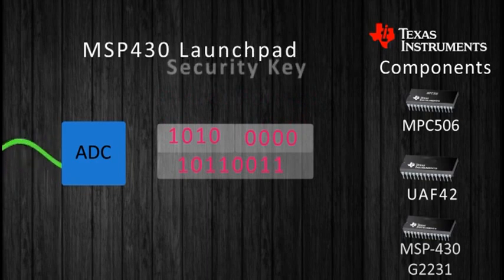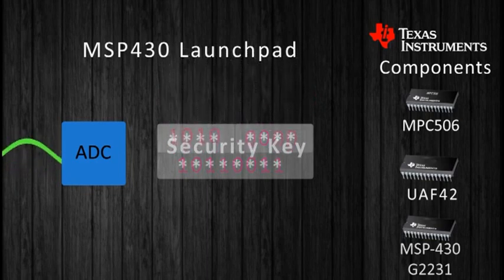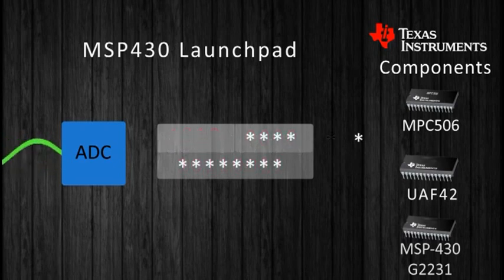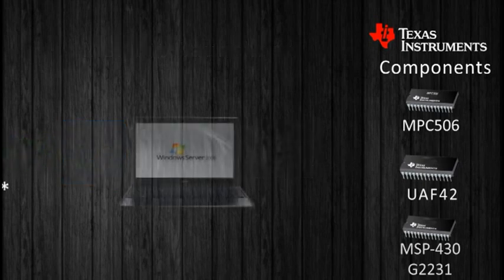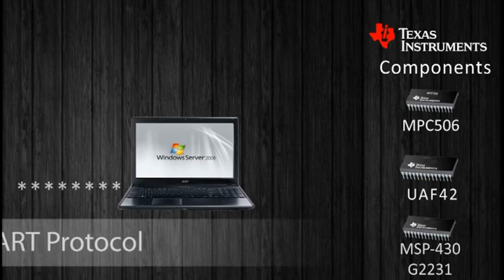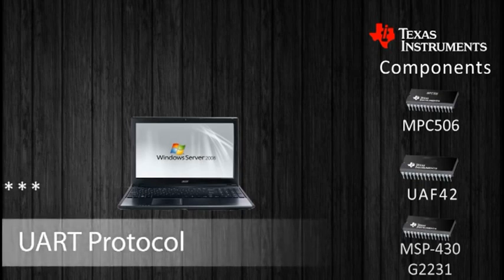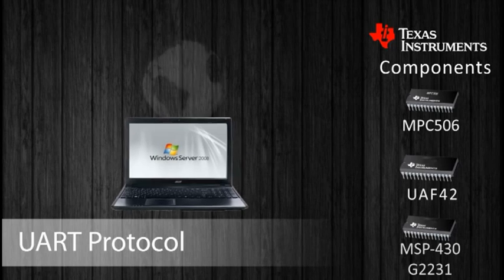The data is encrypted using a security key provided by the MSP 430, thereby ensuring secure transmission. Consequently, the data is transmitted over the network using serial transmission. The transmission takes place from the server computer using the Universal Asynchronous Receiver Transmitter, or UART protocol.